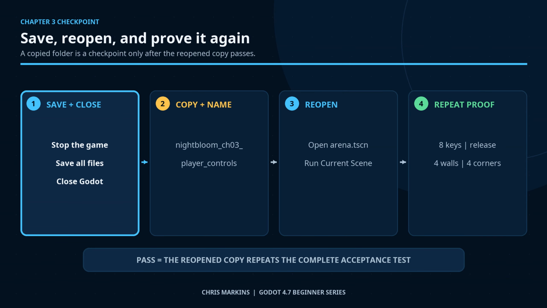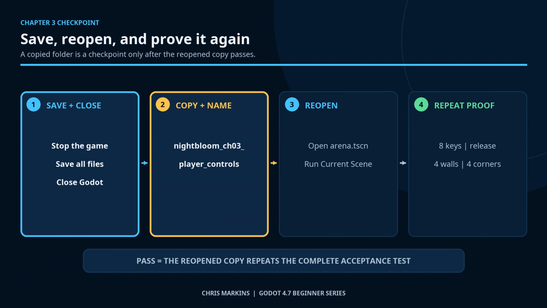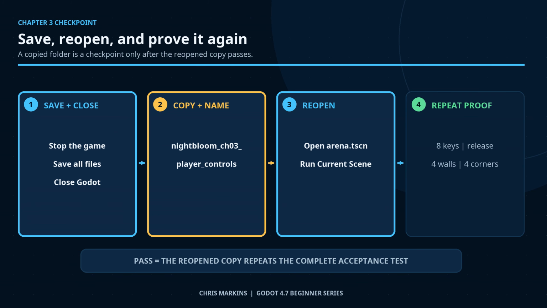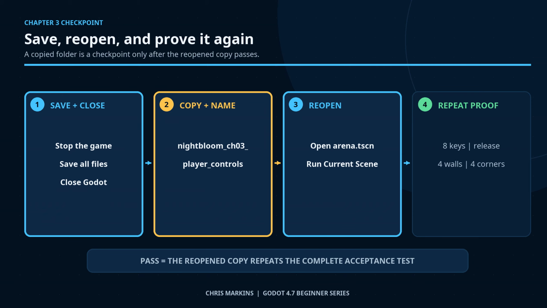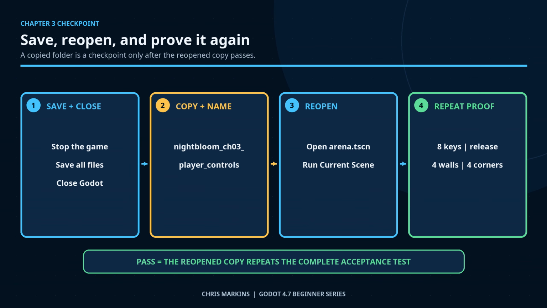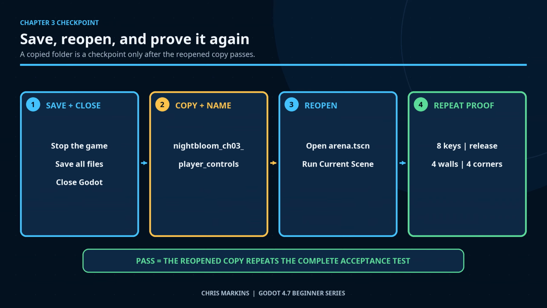Copy the whole working project and rename the copy Nightbloom Chapter 3 Player Controls. Open it through Project Manager and set its application name to Nightbloom Chapter 3 Player Controls. Then open arena.tscn and run the current scene.